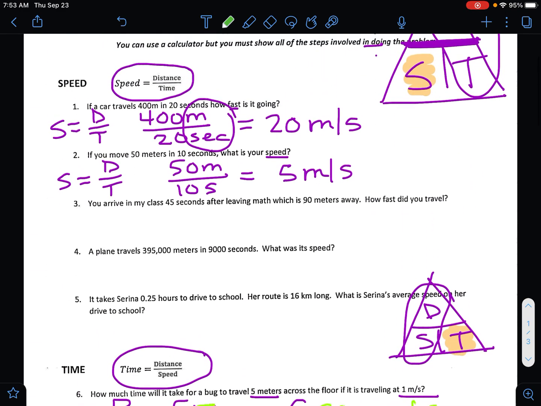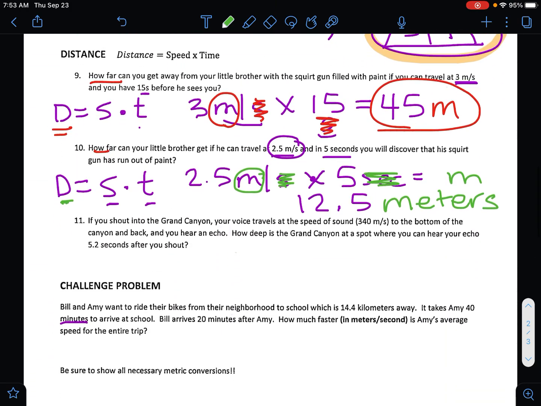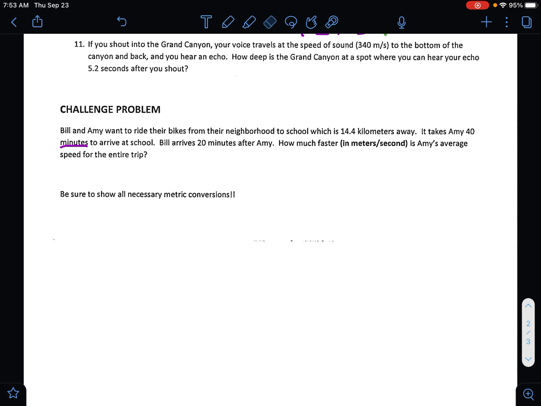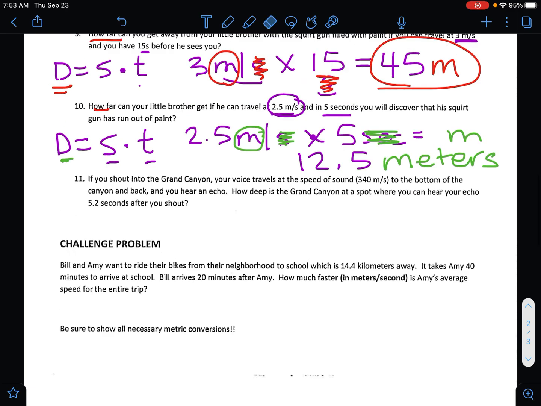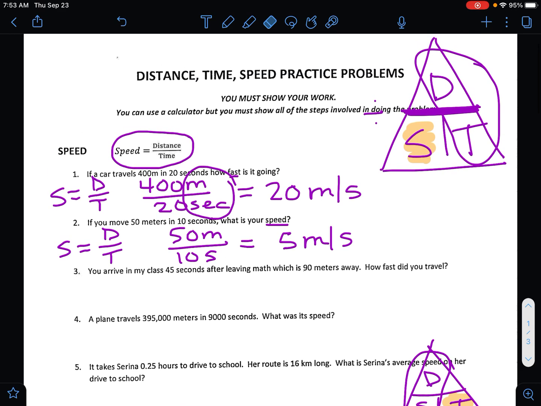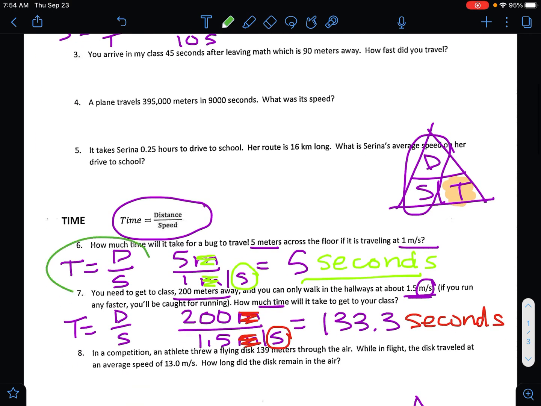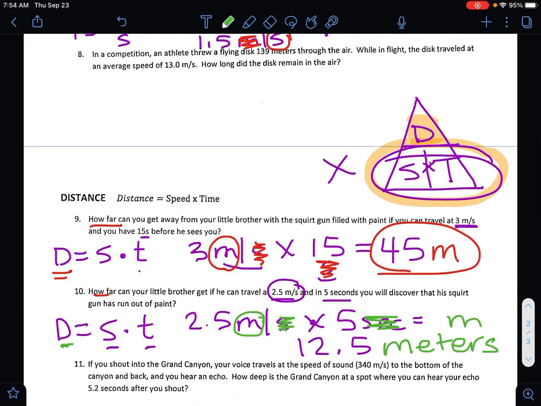Okay, so I want you to go back and finish the rest of these problems on your own. Try this challenge problem if you would like to. All right? Reach out if you have any questions, but bottom line, write the formula down, folks. All right, every single time.